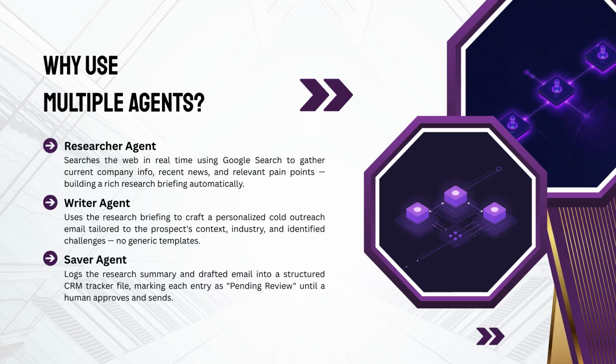Next is why agents plus architecture. As you can see, there are three agents in a fixed pipeline built with Google's Agent Development Kit. A researcher agent searches the web for real, current information about the company. That research is automatically passed through shared session state into a writer agent, which drafts a short personalized cold email. Finally, a saver agent, using a custom tool I built, logs everything to a CRM file marked as pending review.